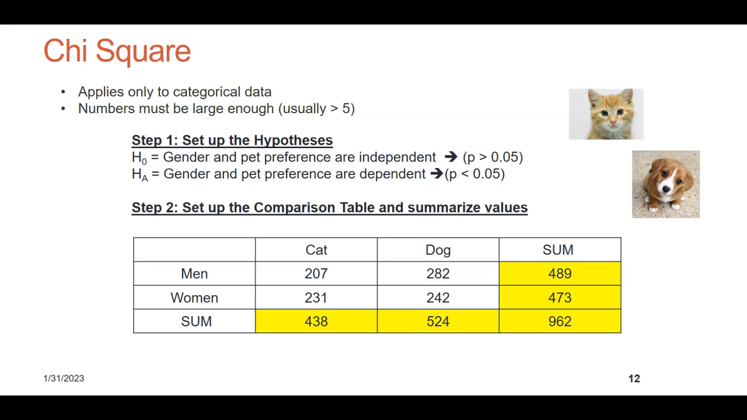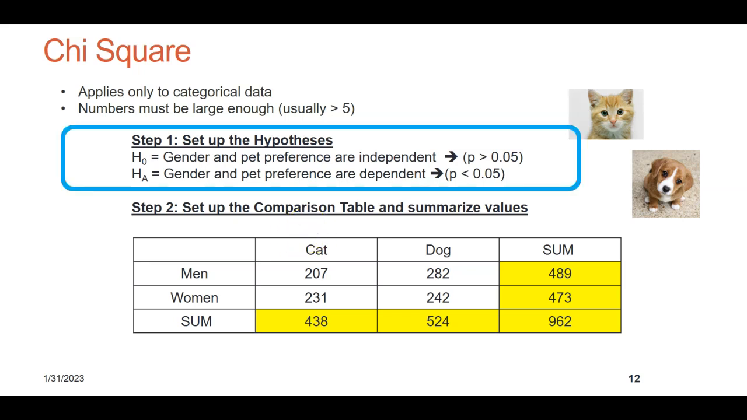For step 1, we set up the null hypothesis. H null assumes that our two variables, gender and pet preference, are independent. The alternative hypothesis, or HA, assumes that gender and pet preference are dependent. For independence, we would have to get a p-value of greater than 0.05, and for dependence, we would expect a p-value of less than 0.05.